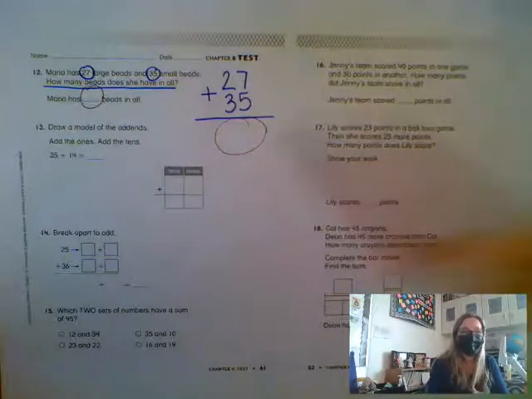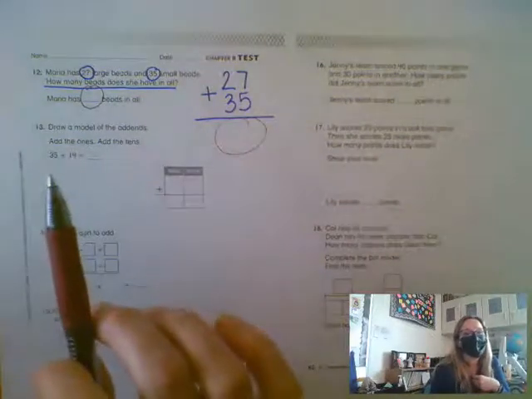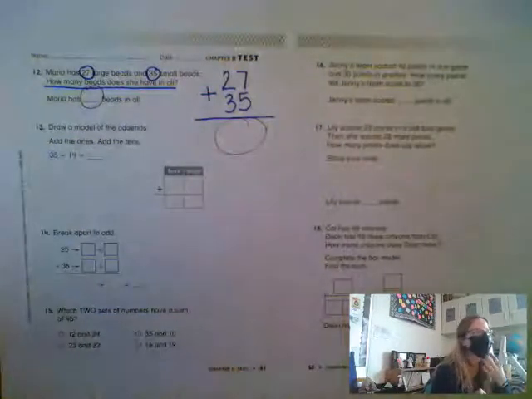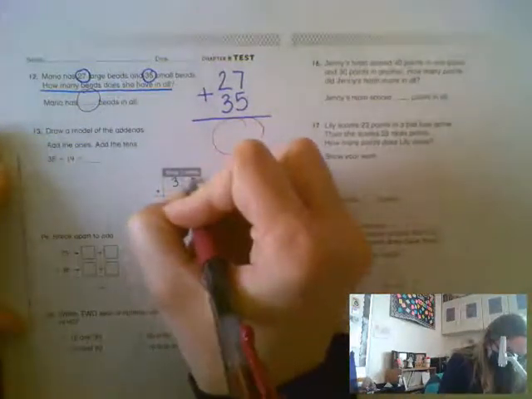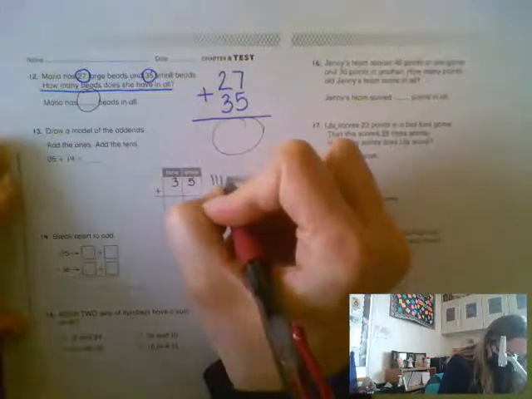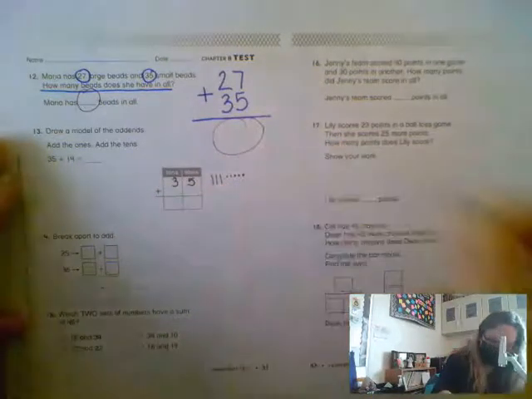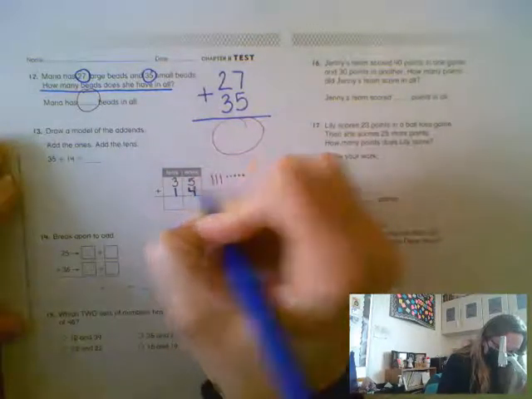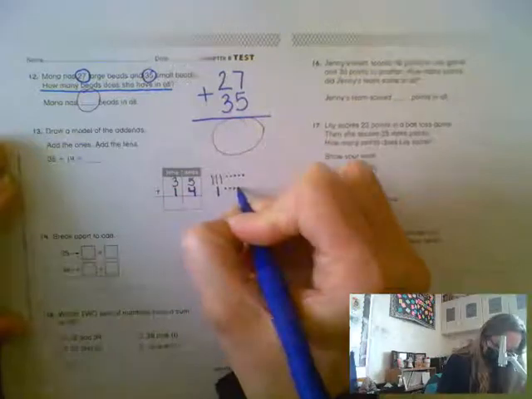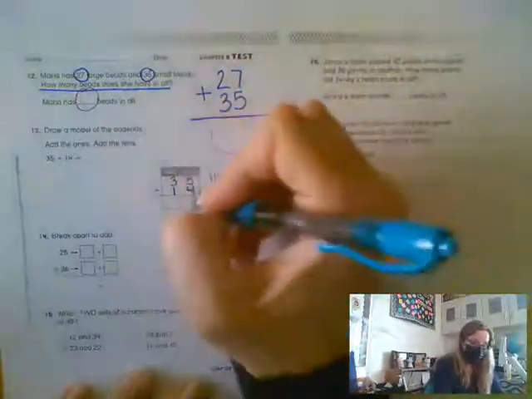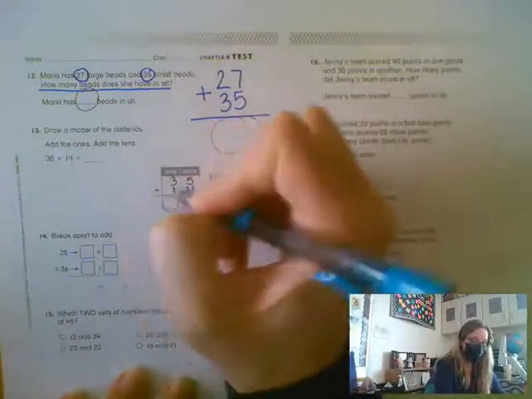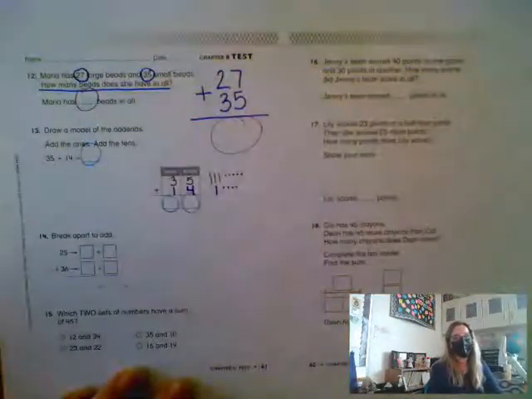All right, moving on to number 13, it says draw a model of the addends. So by drawing a model, that's where we draw the tens and ones. So it's 35 plus 14. So you're going to put in 35, which is 1, 2, 3 tens, 1, 2, 3, 4, 5 ones. You're going to add to that 14, which is a 10 and 1, 2, 3, 4 ones. Then you're going to solve. Add up your ones, add up your tens, and then put your answer here.